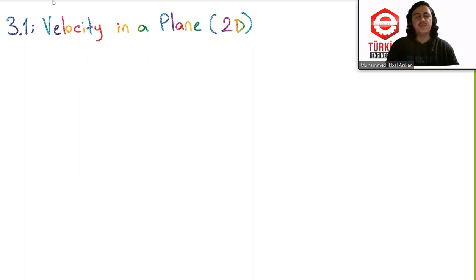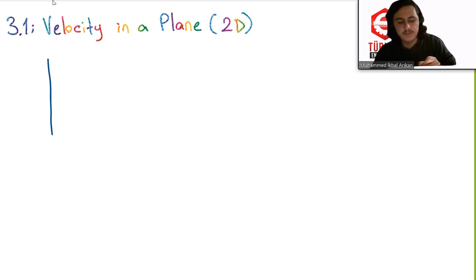Okay, so this is velocity in a plane. As I said, we are starting with translational motion, and we will study translational motion in the plane. So it will be two-dimensional. Okay, and I skipped one-dimensional motion. So let's study the velocity in two dimensions.